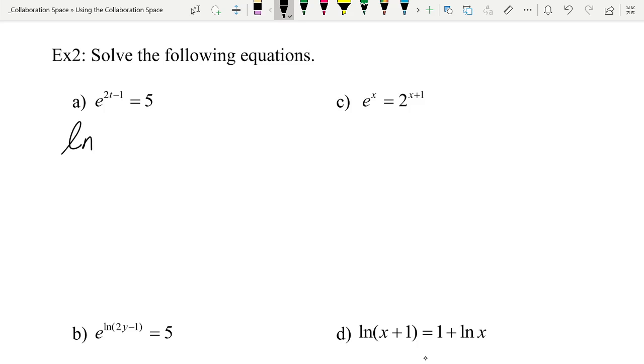Again, just like I don't have to write log to the base of 10, I don't have to write natural log to the base of e. e is the only possible base you can have when you say natural log. So the natural log of the argument, the answer, and the exponent becomes the answer. There you go. And then from there, I'm going to have to do some algebra. I'll add 1 to both sides of the equation. And then I'll divide both sides of the equation by 2.